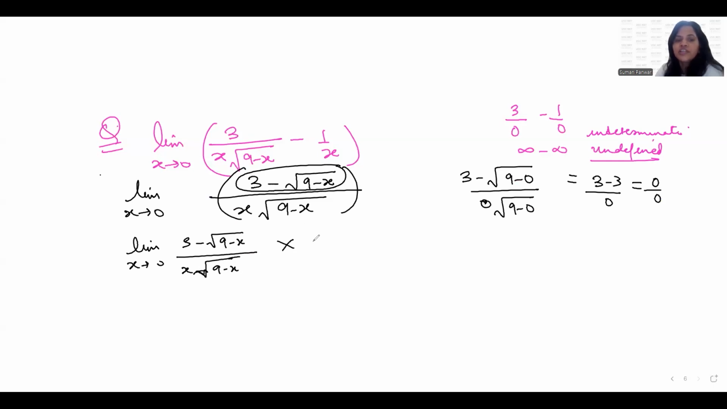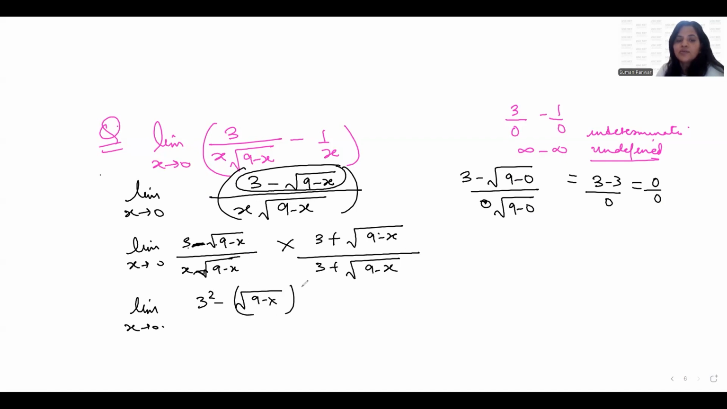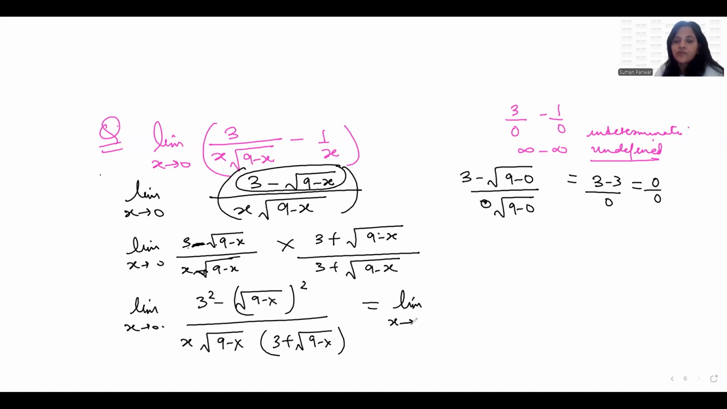So how are we going to rationalize it? We will multiply and divide by the conjugate. What do you mean by conjugate? There is a minus sign before the root, so we have to convert it into a plus. So we will be multiplying and dividing by the same expression so that the expression does not get disturbed. So this is a minus b, a plus b. So this is a square minus b square, and then this is x root 9 minus x, 3 plus root 9 minus x. So this is 9 minus 9 minus x.